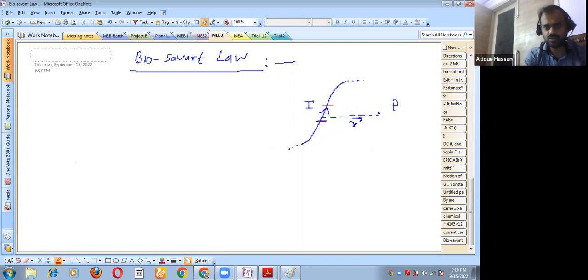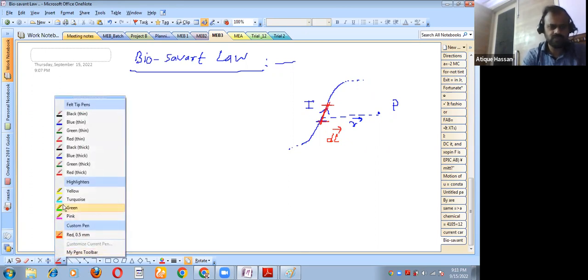Suppose this is a small section of the current carrying wire having length dl. We will treat length as a vector, and the direction of the vector will be along the direction of current. So according to the Biot-Savart law, which you may already have an idea of, you may know the formula.